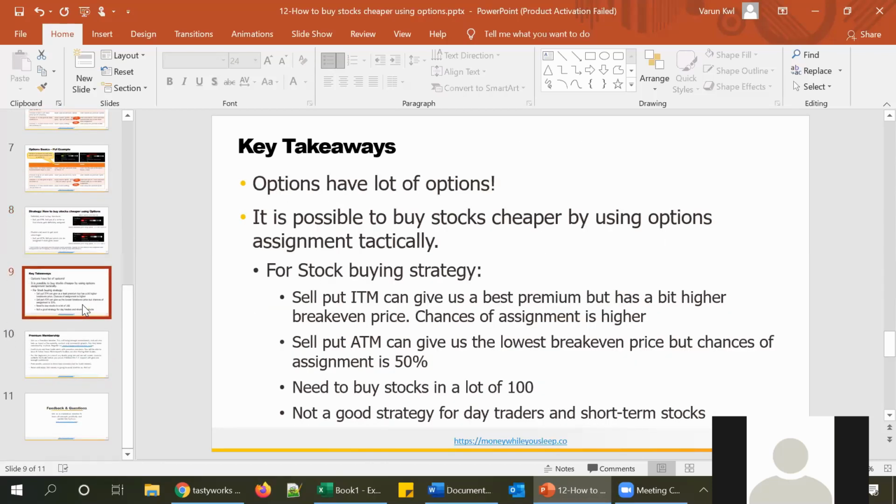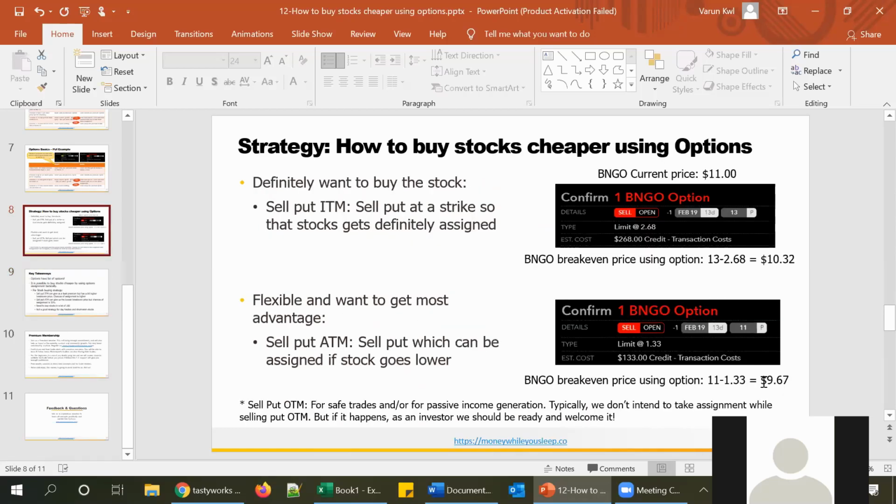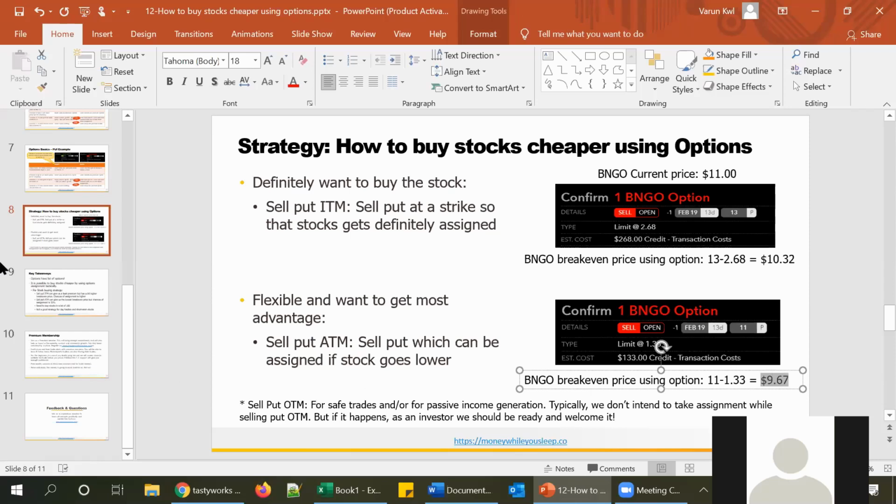All right. So key takeaways, guys, again, options have got a lot of options. We'll keep uncovering these strategies one by one. My intention of this particular session was that people who want to buy stocks have one more avenue for themselves to buy stocks cheaper. So in this example itself, let's say Bingo is at $11, but if you want to buy Bingo at a lower price, you can actually buy Bingo at even $9.67. But of course, there is a pro and con of each and every strategy. So you should have that particular understanding.